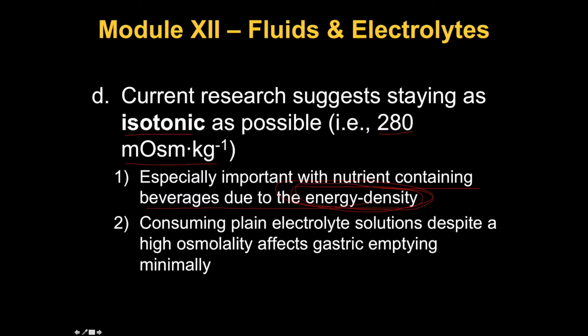Now, what's interesting, and again to the point that it's more about the energy density or the amount of calories a beverage has, is that when you look at research studies that used pure plain electrolyte solutions, so no energy density whatsoever, they had a high osmolality as a result of all those electrolytes, and it hardly affected gastric emptying. So there's something about having carbohydrate in that particular substance that is going to affect the osmolality, and that's a major concern when you're trying to manufacture one of these beverages.